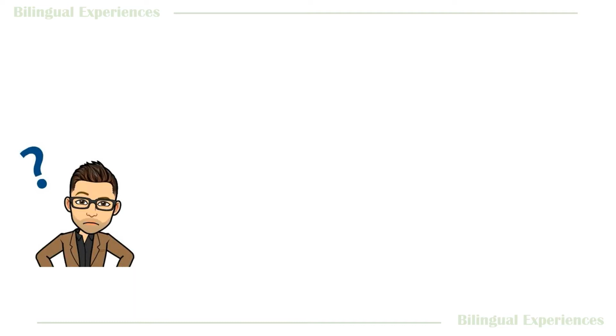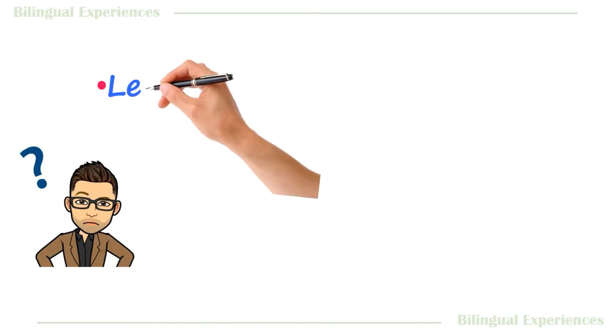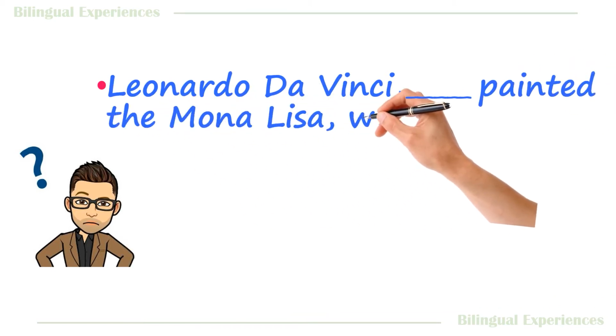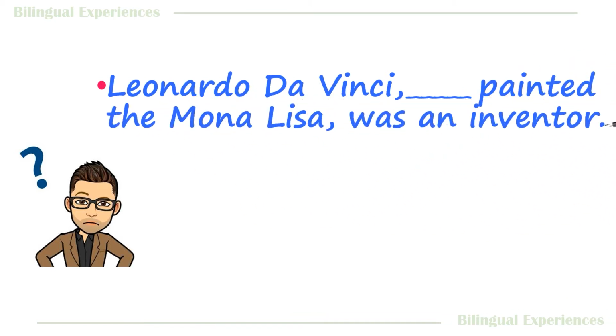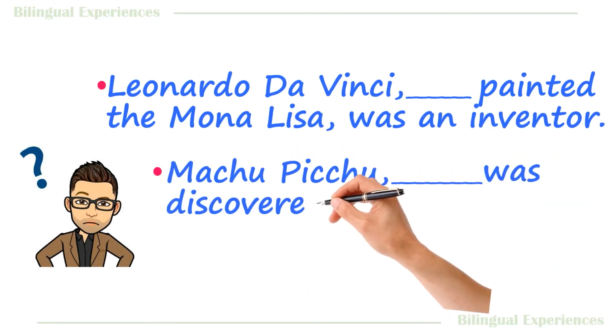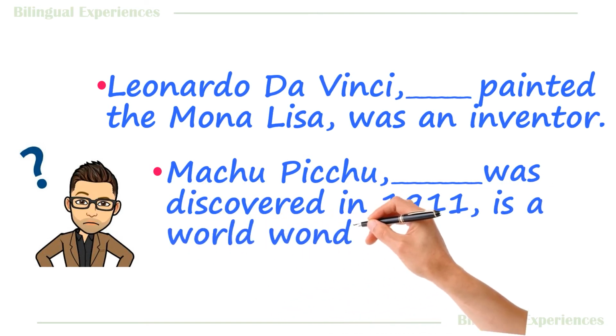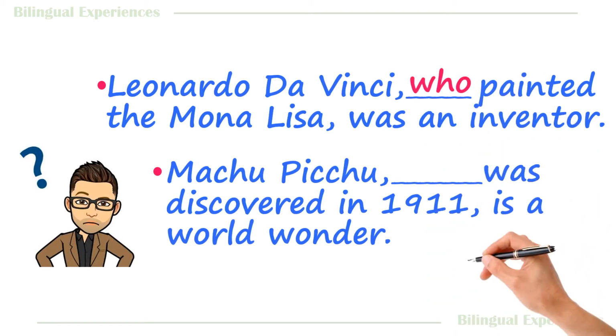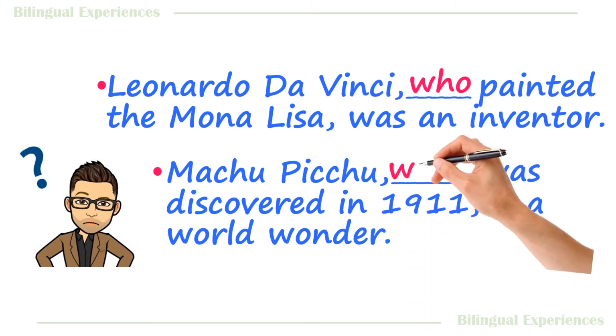Now let's take a look at 2 more sentences. Number 1. Leonardo da Vinci, blank, painted the Mona Lisa, was an inventor. Number 2. Machu Picchu, blank, was discovered in 1911, is a world wonder. Let's try to complete number 1. We're talking about a person, Leonardo, so we have to use who. And in number 2, we are talking about a place, so it's a thing. So we want to use which.